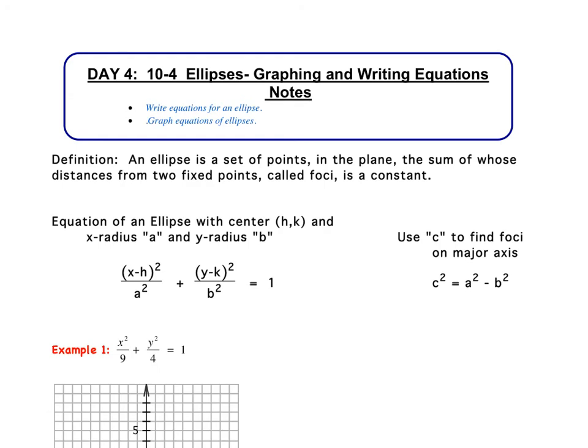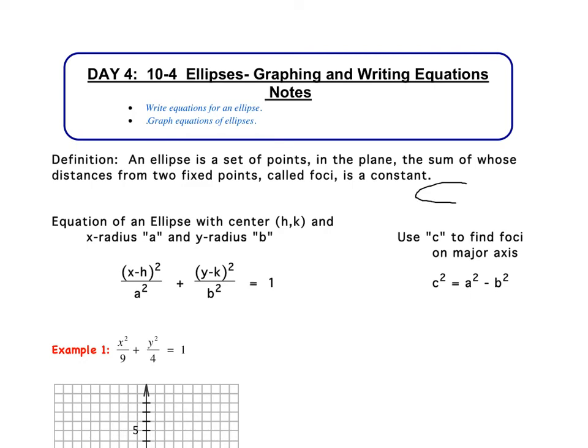Today's video is on section 10.4, which is ellipses, graphing and writing equations. The definition of an ellipse is a set of points in the plane, the sum of whose distances from two fixed points, called foci, is a constant. An ellipse looks kind of like this.